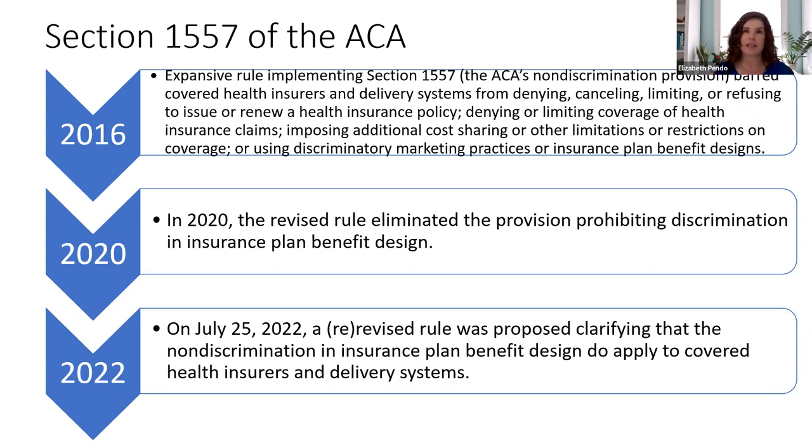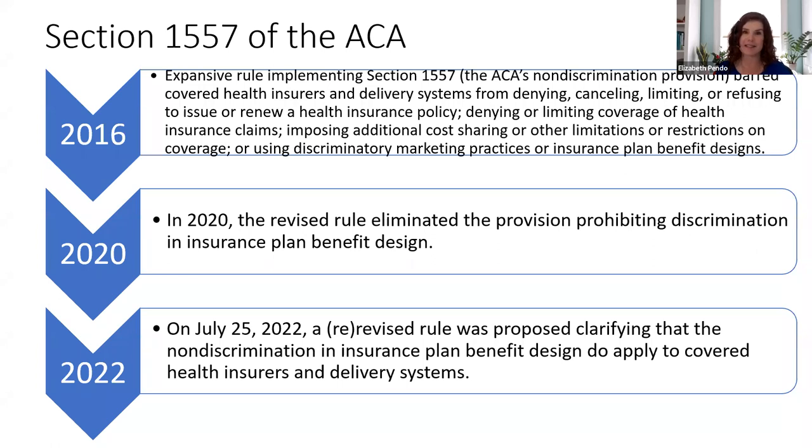But then came a change in administration. Under the Trump administration, a revised rule was issued. And it explicitly said it was going to significantly limit the original rule. It did so in a lot of ways, but in particular, it removed the prohibition on discriminatory plan benefit design. Right, so it pulled back the protections of Section 1557, so they no longer extended into health insurance. And that is still the rule in place as of today. I checked this morning, because we're expecting a new rule at any time.